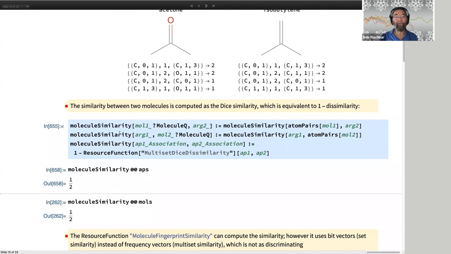This computation was done on the atom pairs, and so we've overloaded it. So if we give it a molecule, it converts it to the atom pairs and then uses that. So we can do it on molecules directly. Okay. We could have used the resource function.